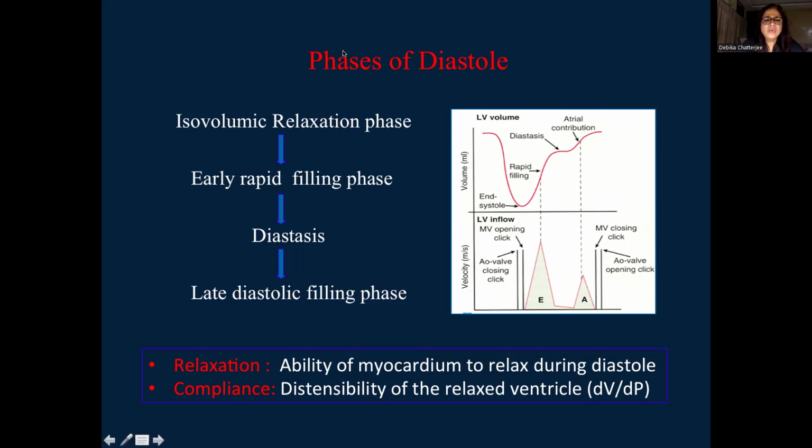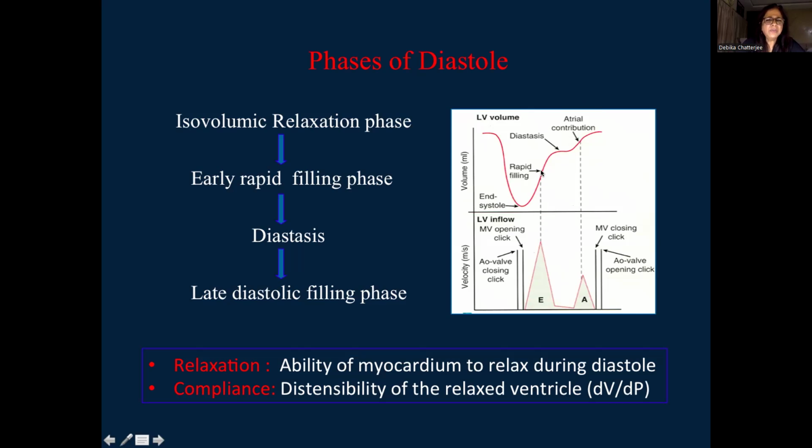And as soon as it opens, early rapid filling starts. The rapid filling starts, and with the Doppler of mitral valve flow, we get a wave called E wave. You see, this is the LV pressure tracing. If you happen to go to the cath lab, you will see this type of pressure tracing. So this is the early rapid filling phase.